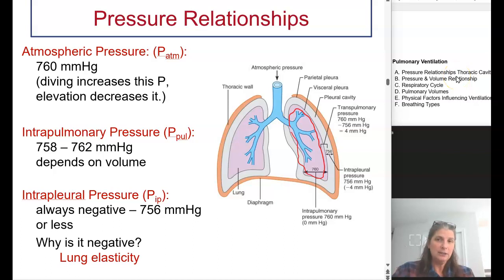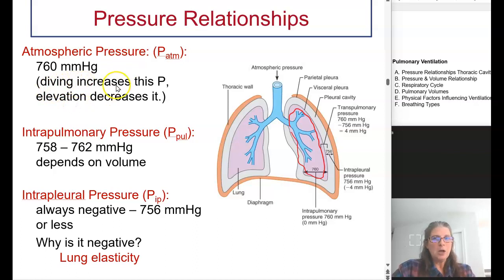Now, air, just like blood, is going to move from an area of high pressure to an area of low pressure. And so we need to look at these pressures when we start going through volumes. So there's three pressures we look at. There's atmospheric pressure. And atmospheric pressure is the pressure all around you right now, pushing on your body. And so it's about 760 millimeters of mercury. We're using the number that it would be at sea level because Maryland is pretty close to sea level.